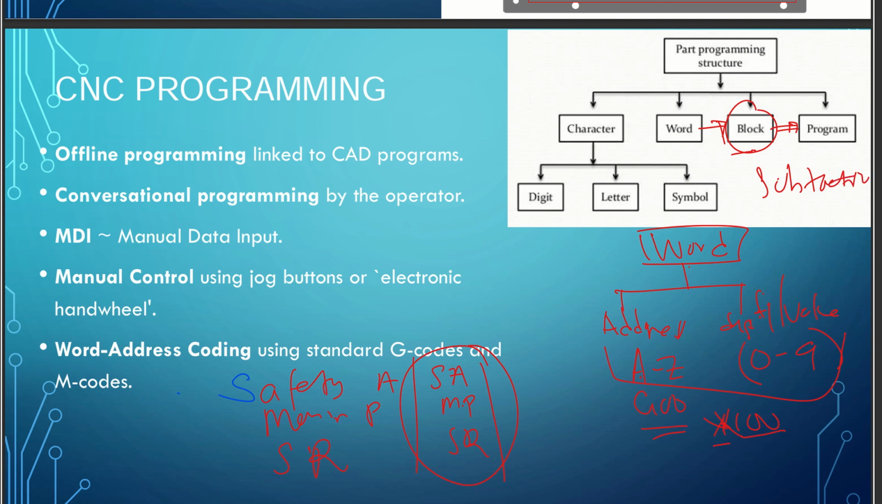Subtractive machining. A part program also has characters: digit, letter, and symbol. Symbols like percentage are part of a part program. Symbols like colon, semicolon, skip or jump, comma, or full stop, or even EOB, end of program. These are some of the characters that are there in a part program.